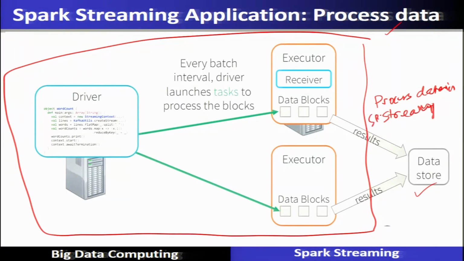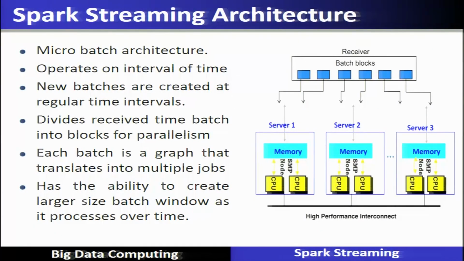Let us review the entire scenario as the Spark streaming architecture. It is based on a micro batch architecture and operates in intervals of time. Whenever new batches are created at a regular time interval, it divides the received batch into blocks for parallelism. Each batch is a graph that translates into multiple jobs, and it has the ability to create a larger size batch window as it processes over time.